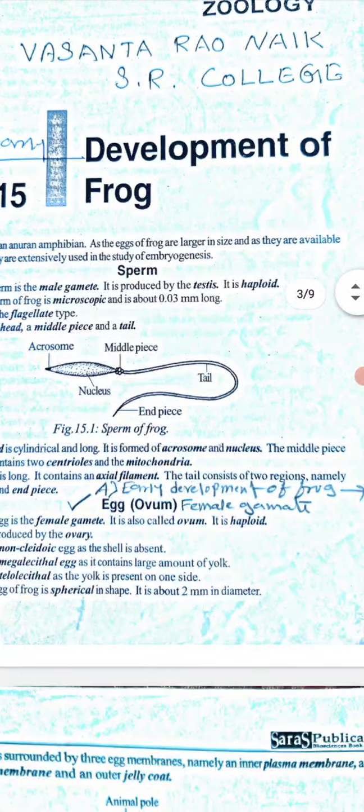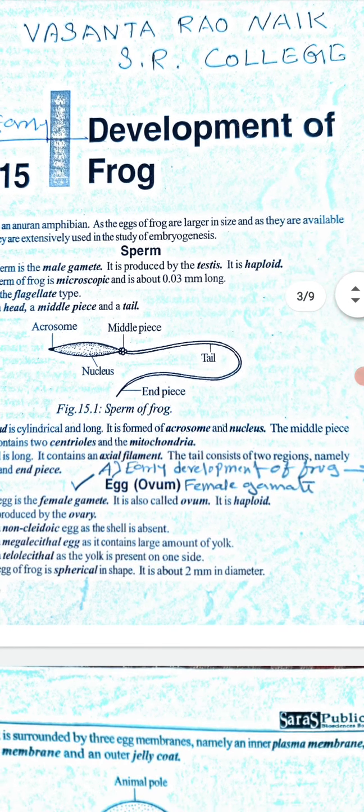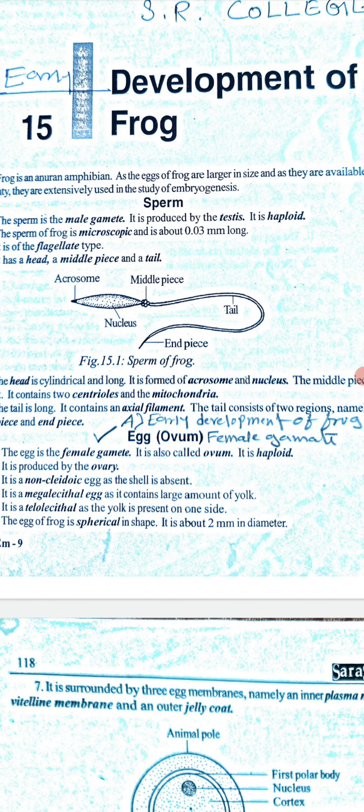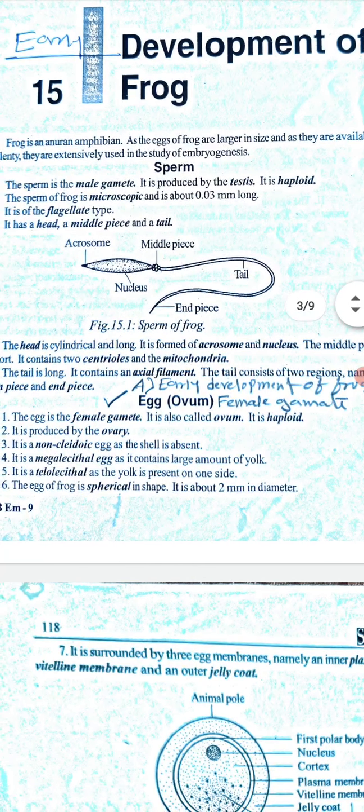The early development of frog includes the egg. The first topic is the egg. The egg is also called the ovum or female gamete. The egg of the frog has a haploid number of chromosomes. It is produced in the ovary, in which cells are absent, therefore it is called the non-nucleotic egg.